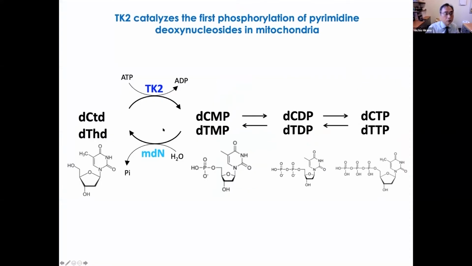So TK2, as I noted, is encoded in nuclear DNA, but the protein is imported into mitochondria, where it phosphorylates not just thymidine, but also the nucleoside cytidine, and they make the monophosphates, which in turn make the triphosphate building blocks for mitochondrial DNA replication.